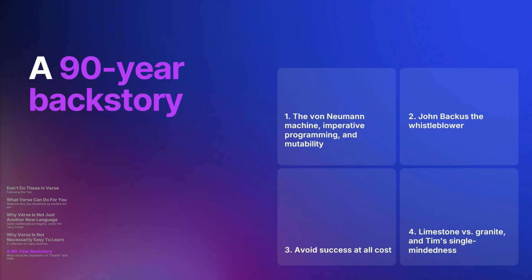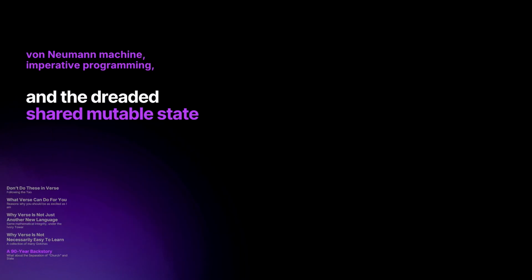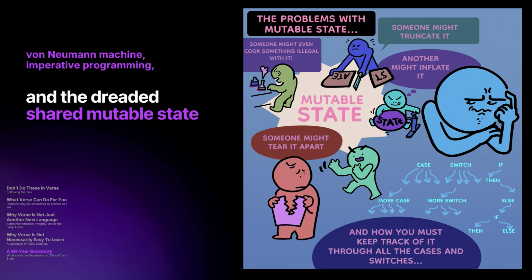As a prelude, I recall a quote from Dear ImGui's GitHub. Give someone state and they'll have a bug one day. Teach them how to represent state in separate locations that have to be kept in sync and they'll have bugs for a lifetime. While immediate mode GUI helps with mutable state in UI, the broader issue of mutability remains challenging. The challenge of mutable state, especially with concurrency, and the von Neumann bottleneck are well known in both academia and industry.